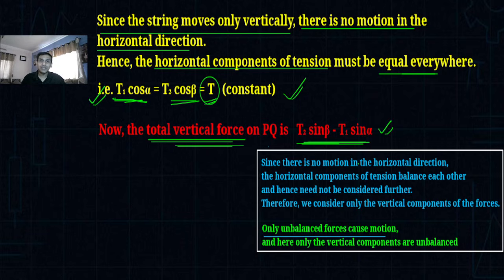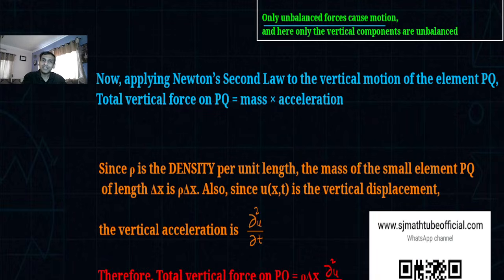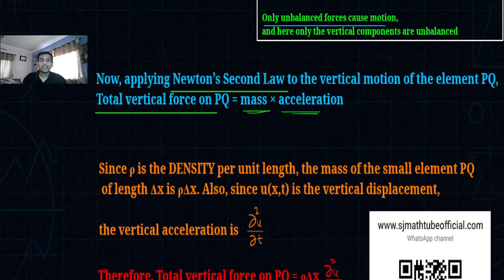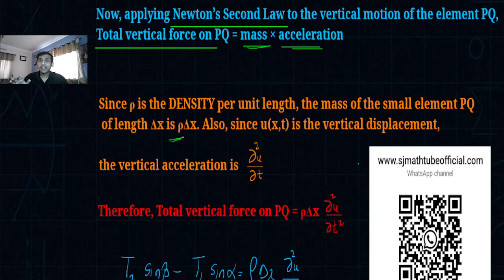Now what we are going to do is we are going to calculate the same force using Newton's law. Now applying Newton's second law, in exam you have to write this, it's very, very important. Vertical force will be mass into acceleration. Since rho is the density and delta x is the length, and because of our assumption, we can assume the mass to be approximately rho delta x. And obviously, the acceleration is the second order derivative. Can you see? The acceleration is the second order derivative with respect to time.